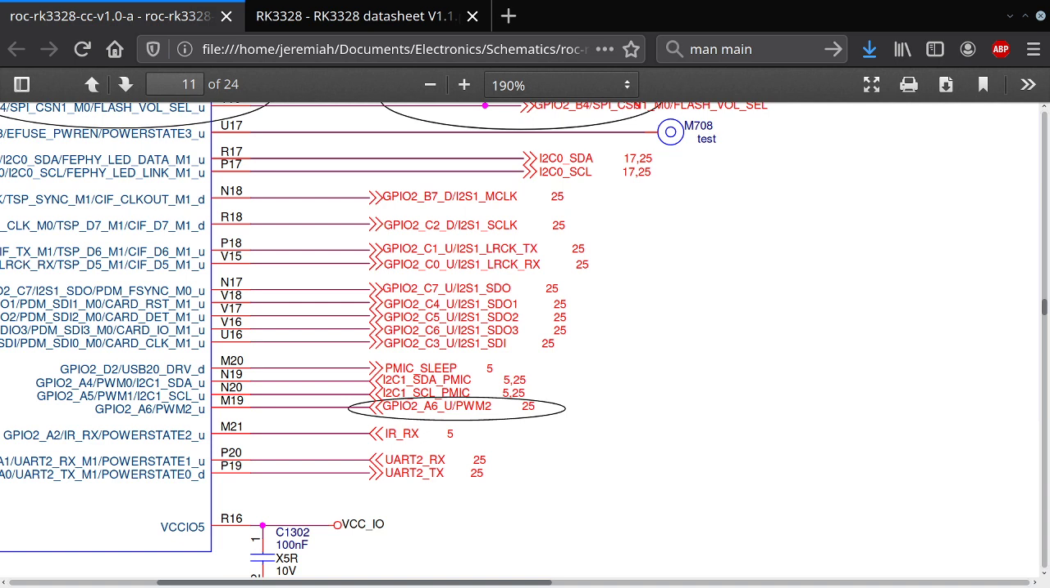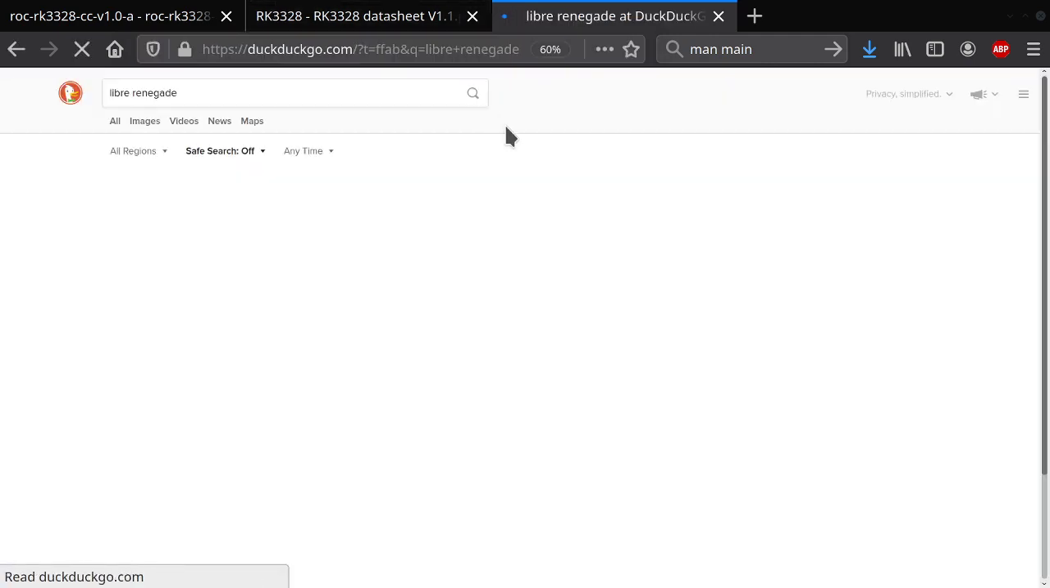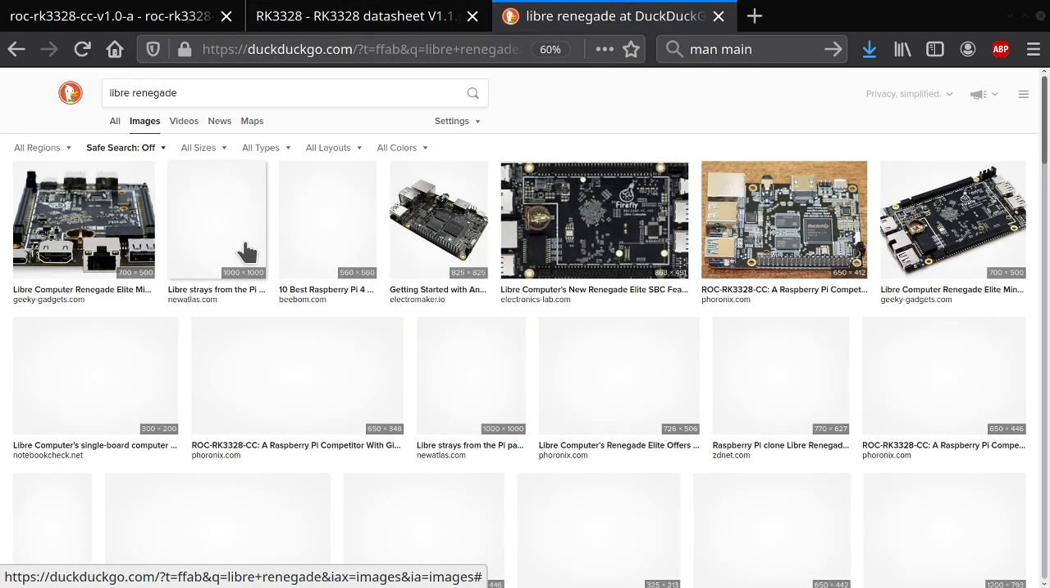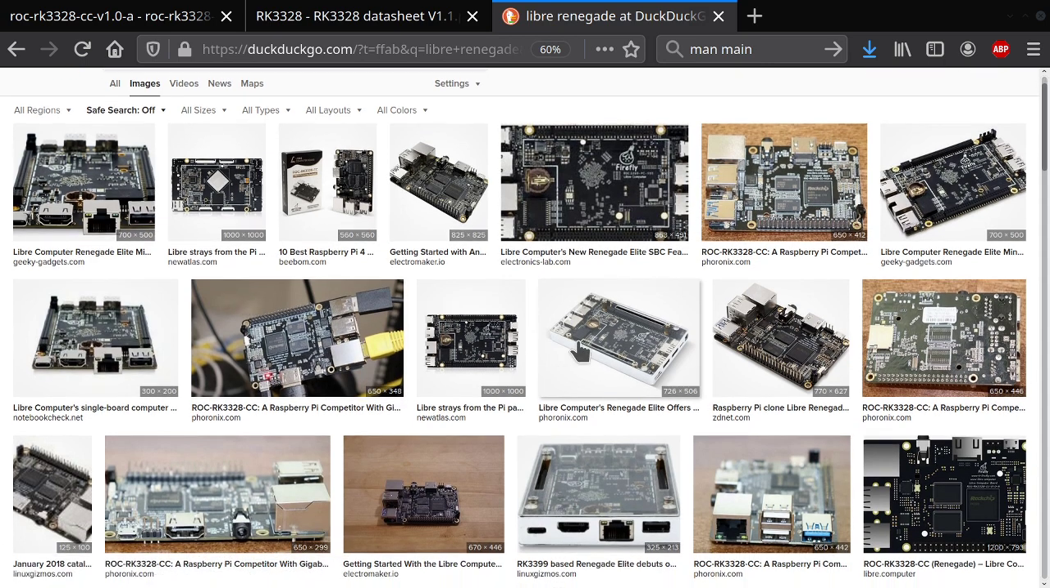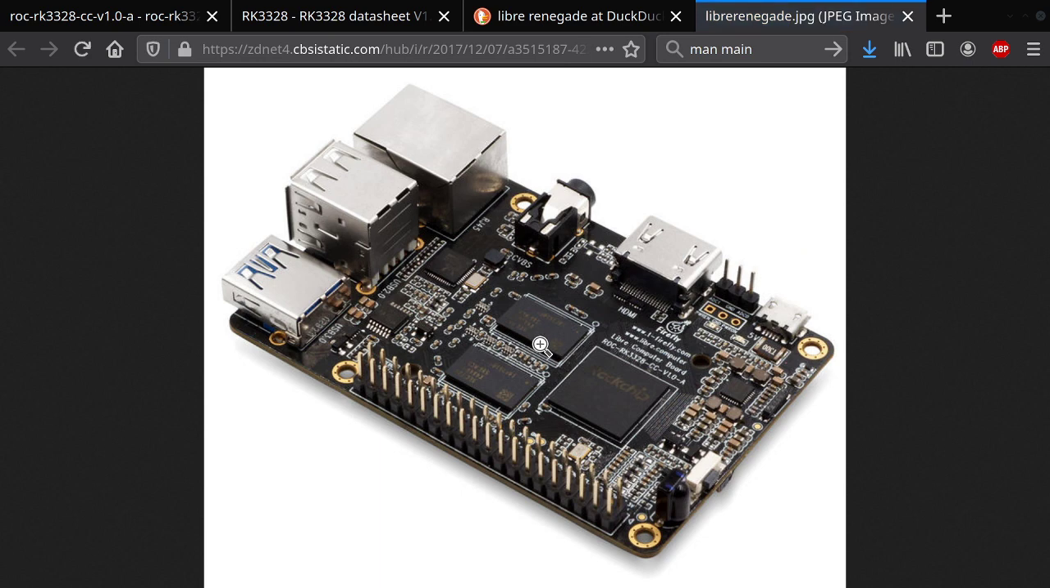Hello YouTube. Today I'm going to be showing you how to pinpoint GPIO on the Libre Renegade. So the Libre Renegade is one of them single board computers. It's a really good single board computer. I'll pull up a picture here. However, the GPIO is kind of, well, a polished ship. Frankly, the GPIO support is just abysmally bad. And I think I figured out the GPIO on this guy.